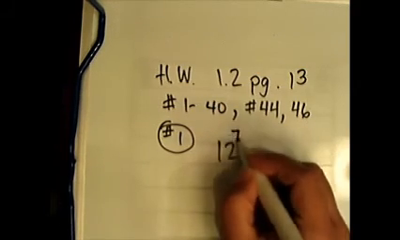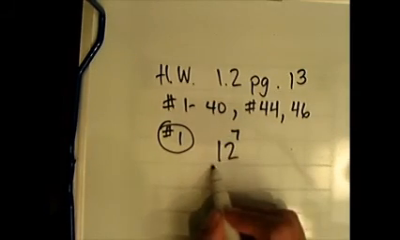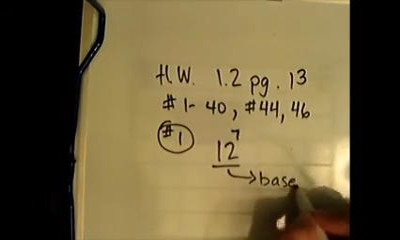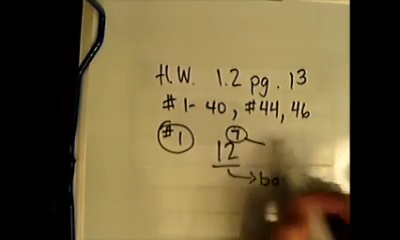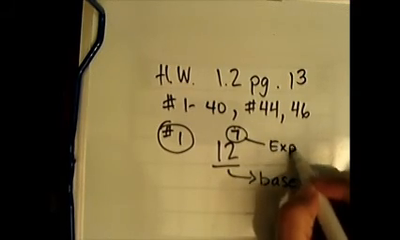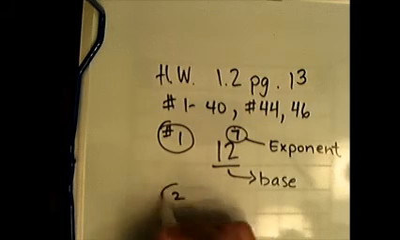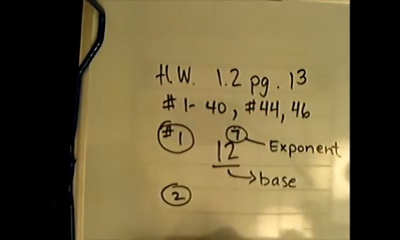It's 12 to the 7th. So to copy this down, identify the base. This is the base, which is 12. Identify the exponent. This is your exponent right here, the 7. There you go. Number 1 is done. Number 2, skip a space so you can do number 2. Number 3. Let's do number 3.